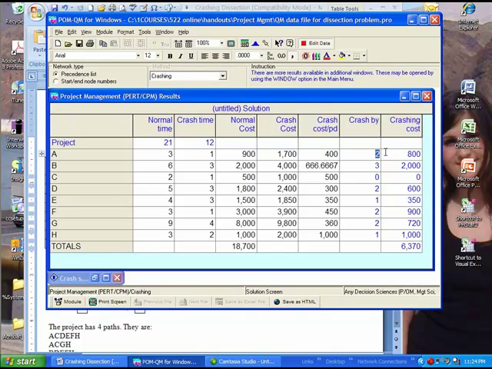Well, I need to crash activity A 2 weeks, B 3 weeks. I don't have to crash activity C. D must be crashed 2 weeks, E 1 week, F 2 weeks, G 2 weeks, and H 1 week. If I do it under normal times, 21 weeks, it's going to cost me $18,700. But if I want to get it done in 12 weeks, it will be an additional $6,370 over and above the $18,700. So to get it done in 12 weeks, it will be the summation of these two numbers, which I believe is $25,070.